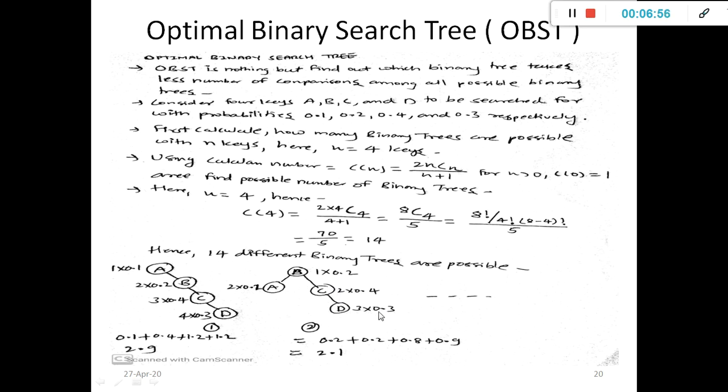the third level, 3 into 0.3. And you will get this value: 1 into 0.2, that is 0.2, plus 2 into 0.1, 0.2, plus 2 into 0.4, 0.8, plus 3 into 0.3, 0.9, equal to 2.9. Likewise, you will generate or consider all 14 different binary trees and finally compare their average number of comparisons, and you have to choose the optimal one.